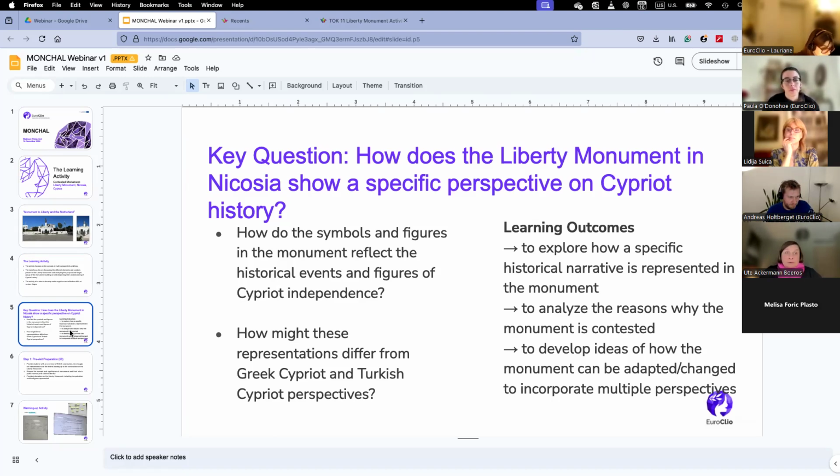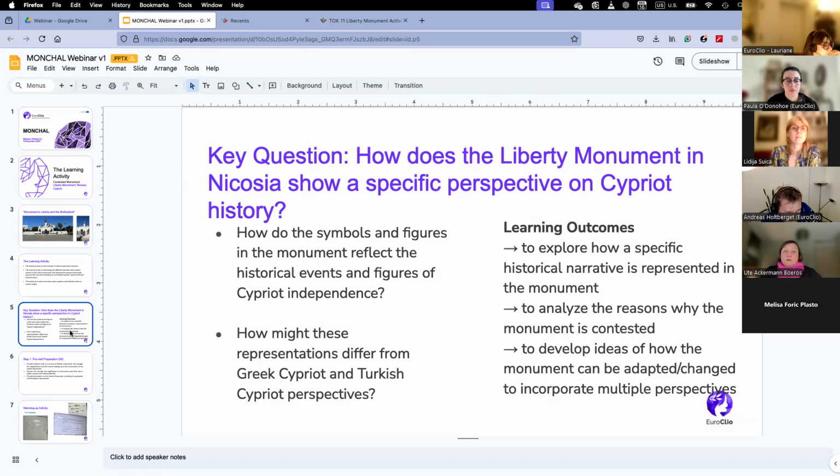How might these representations differ from Greek Cypriot and Turkish Cypriot perspectives? Which perspectives are actually not shown in this monument? And the main learning outcome for me was for students to understand how historical narratives are created through monuments, or which historical narratives are emphasized through monuments.